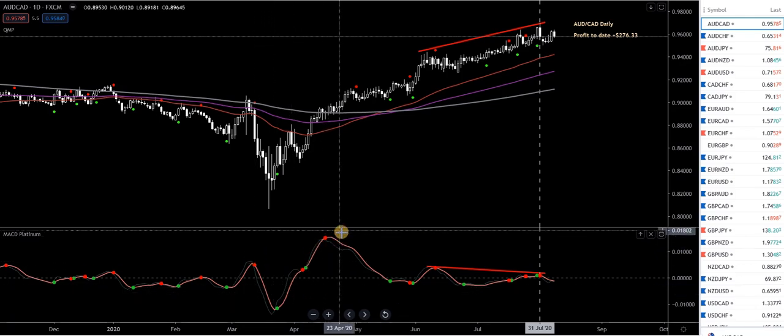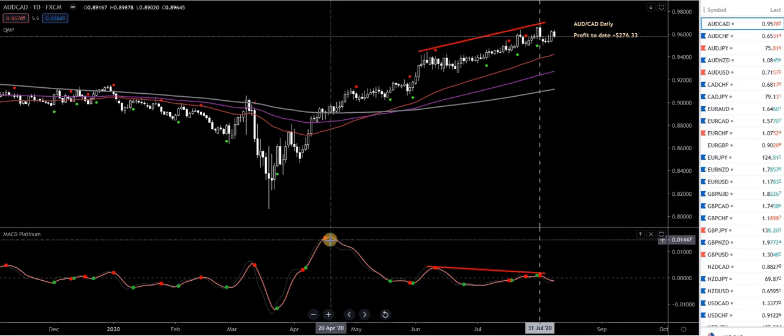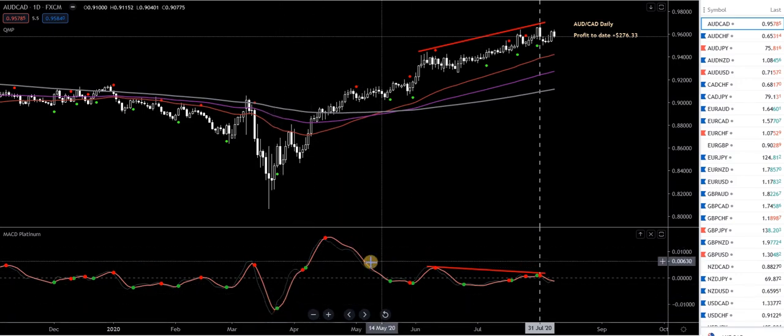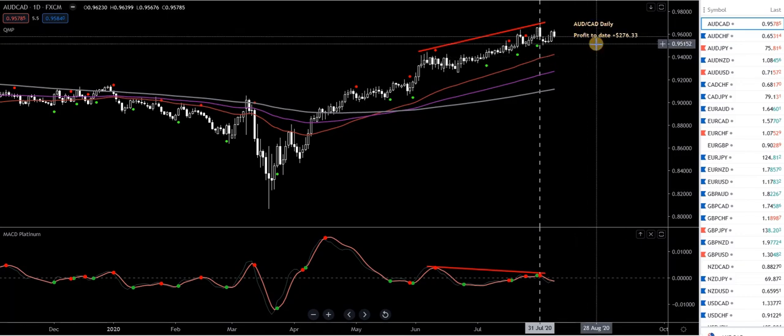Generally, I'm looking to sell when it's above the zero level, which in this case is not a good example, and buy when it's below the zero level. So I need this, and it helps with trade management too. You'll see that when we go through. So the USD CAD, no trades on.